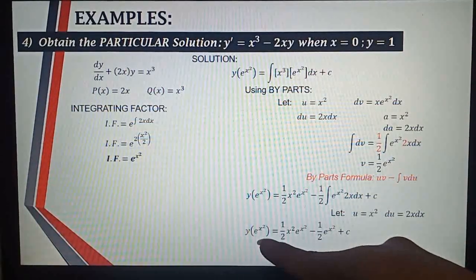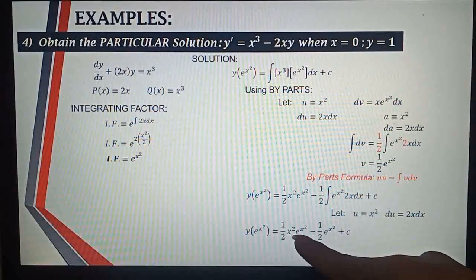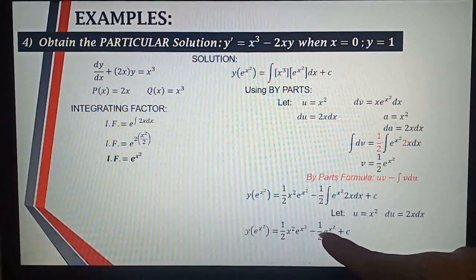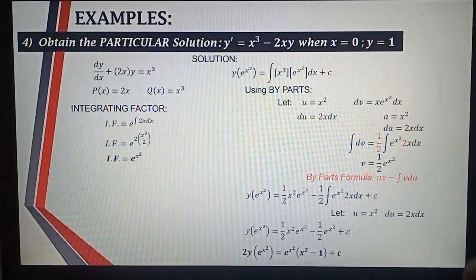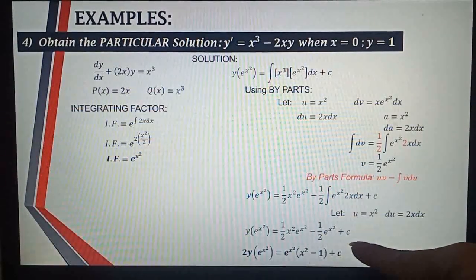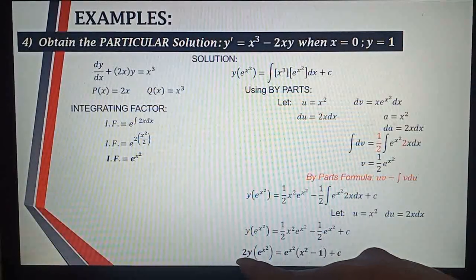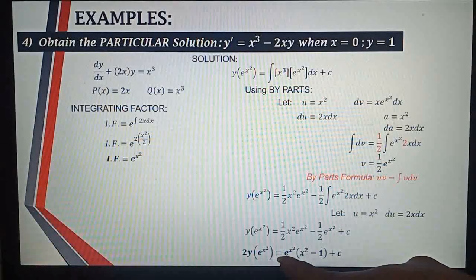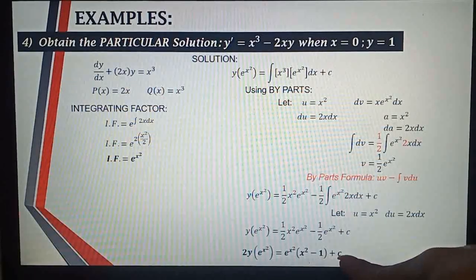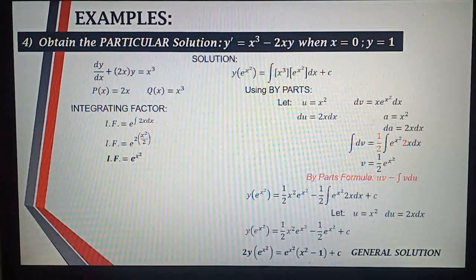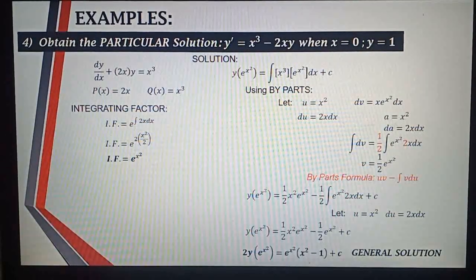So, you will now have an equation of y e raised to x squared equals 1/2 of x squared e raised to x squared minus 1/2 of e raised to x squared plus c. Ngayon, to simplify the equation, magmumultiply tayo doon ng 2. Pag minultiply natin yung 2 sa whole equation, we will now have 2y multiplied to e raised to x squared equals e raised to x squared of (x squared minus 1) plus c. Now, that is considered to be your general solution. But our target is the particular solution of the given equation.